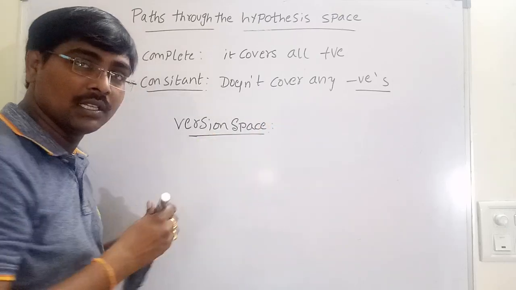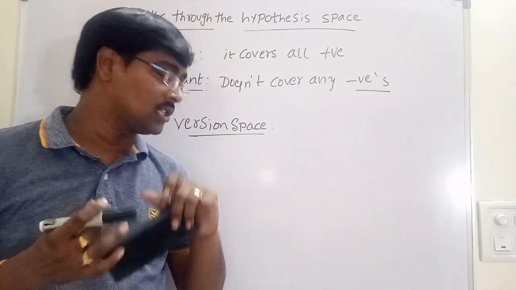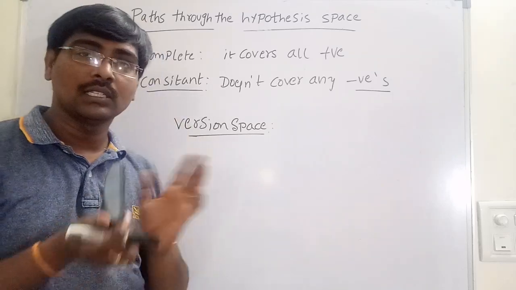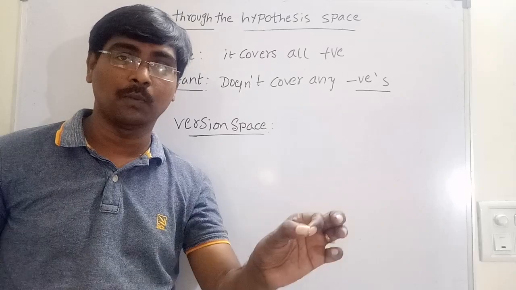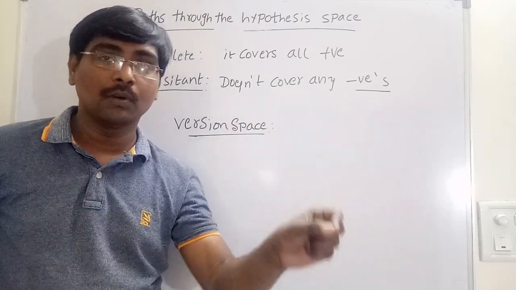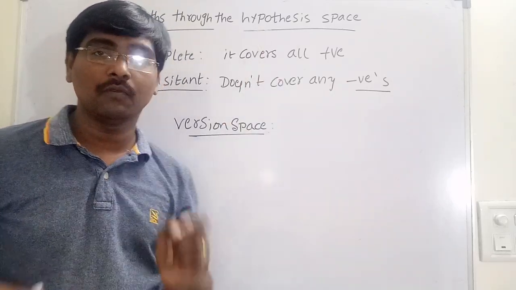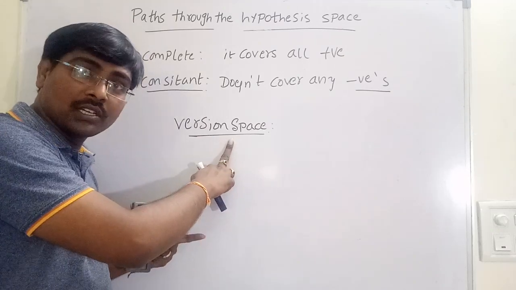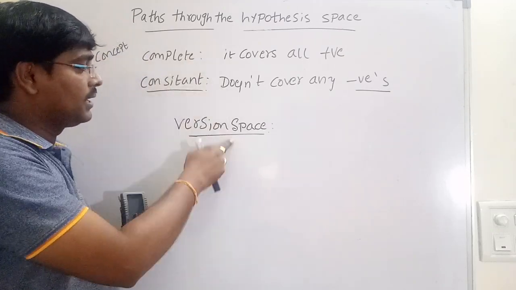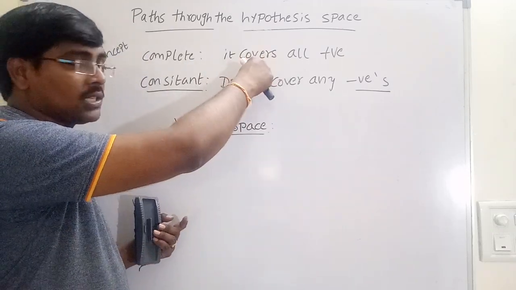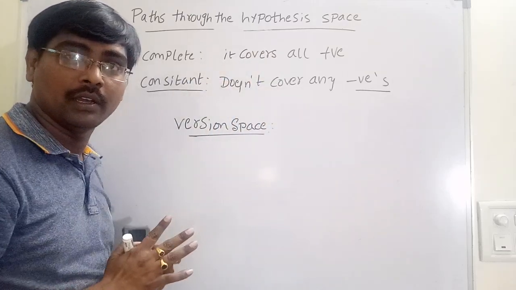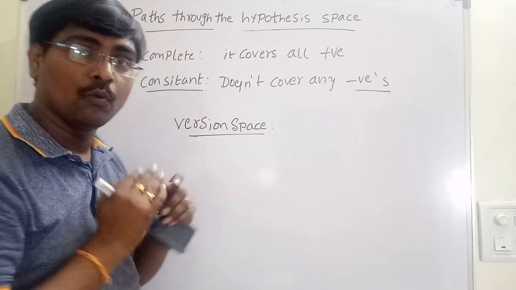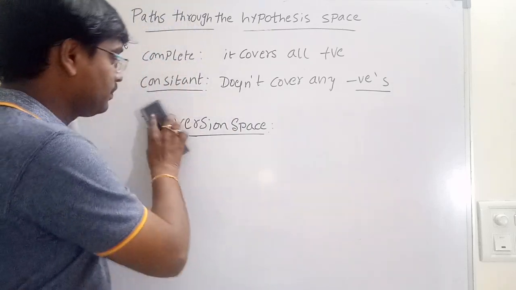So the version space is both complete and consistent. That means it covers all the positives. So at the start of our topic, I am discussing one point: the possible hypothesis covers all the positives and none of the negatives. So the version space is both complete and consistent. That means it covers all the positives and none of the negatives. For this, we are defining an algorithm.